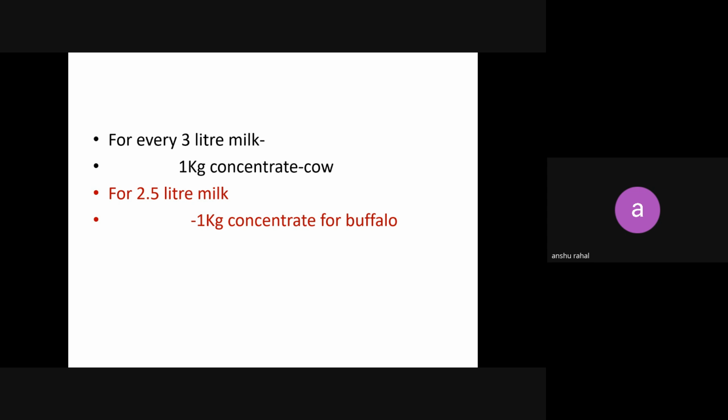For every 3 liters of milk, you need to give 1 kg concentrate in case of cow. And for every 2.5 liters of milk, you need to give 1 kg concentrate for buffalo, because buffaloes contain more fat content compared to the cow.